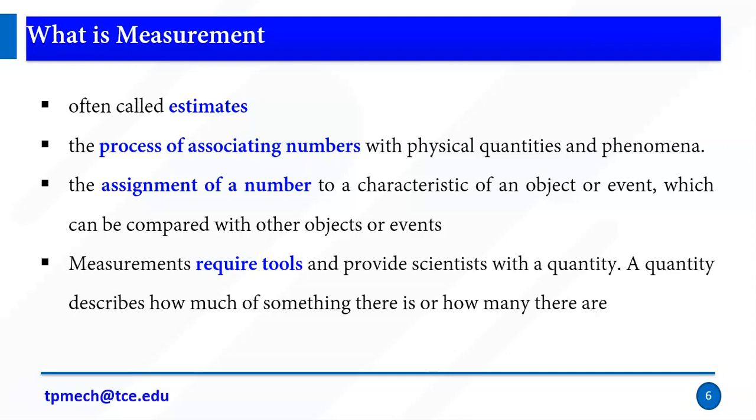Generally it requires tools. Measurement requires tools and provides scientists with a quantity. A quantity describes how much of something there is or how many there are. Very simple: if you want to measure something, you need a tool. Without knowing the quantity, you cannot proceed further. So measurement requires tools and provides the quantity, which describes how much of something and how many there are.